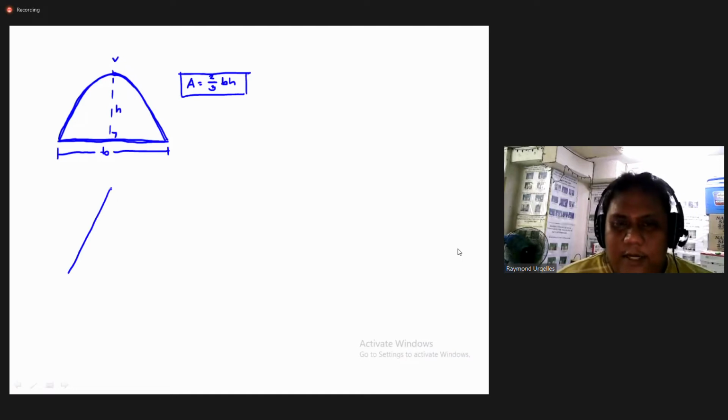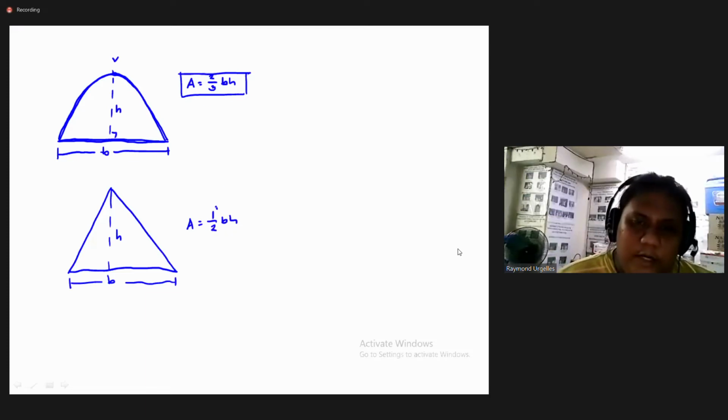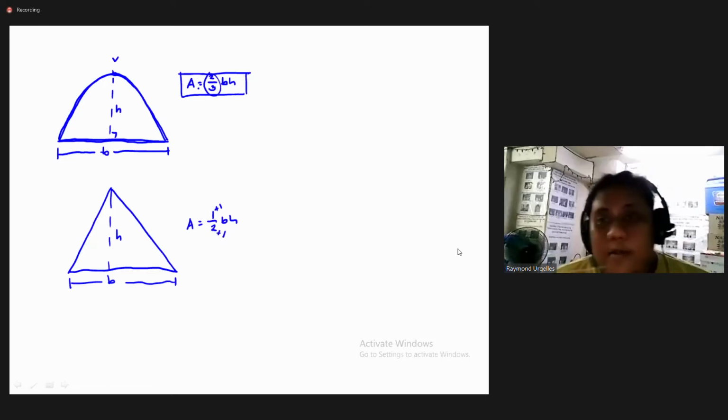Just base it on the triangle. When you are given a triangle, for example, this is height h with a base b. What is the area of the triangle? Area is 1/2 base times height. Then if you compare this, this 1, just add 1 to it. This 2, just add 1, and you get this. Okay, so we have 2/3 base times height.